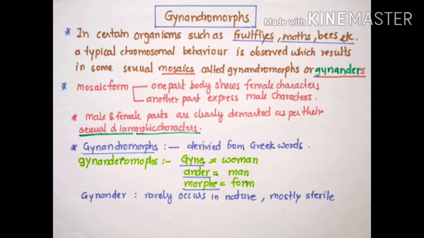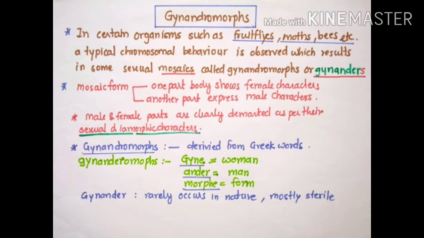So you listen carefully. In such a mosaic form, one part of the body shows female characteristics while the other part expresses those of the male. The male and female parts are clearly demarcated as per their sexual dimorphic characters. You know what is meant by sexual dimorphism.